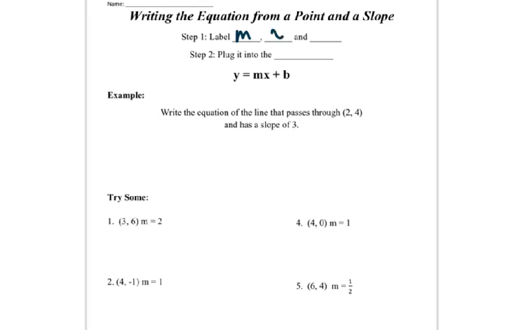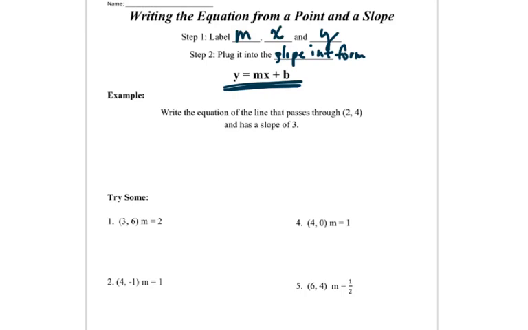Then they give you an x coordinate and a y coordinate. So we start by labeling the m, the x, and the y. Then we plug it into the slope intercept form. So slope intercept form is the equation that we have right here. This is called slope intercept form because it has a slope and it has a y-intercept.